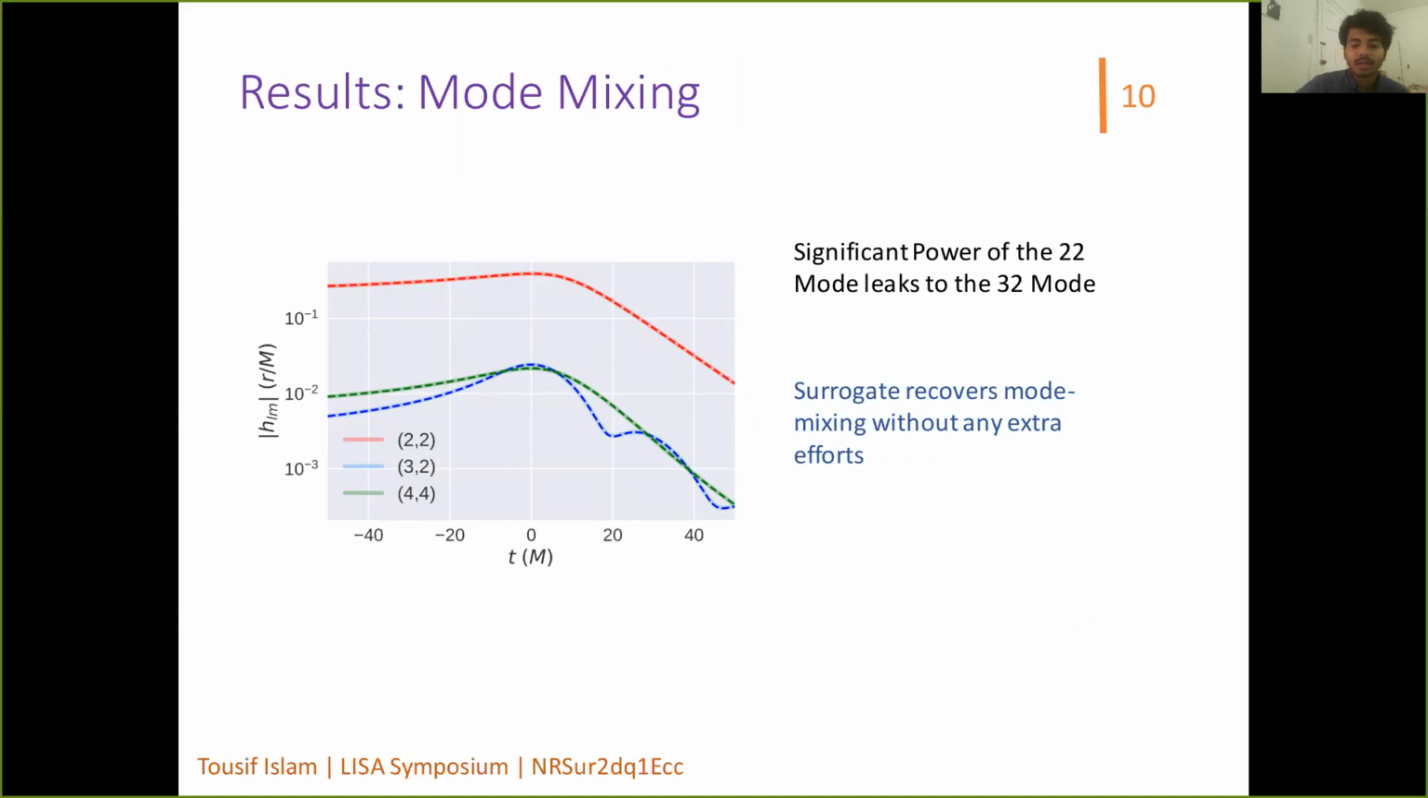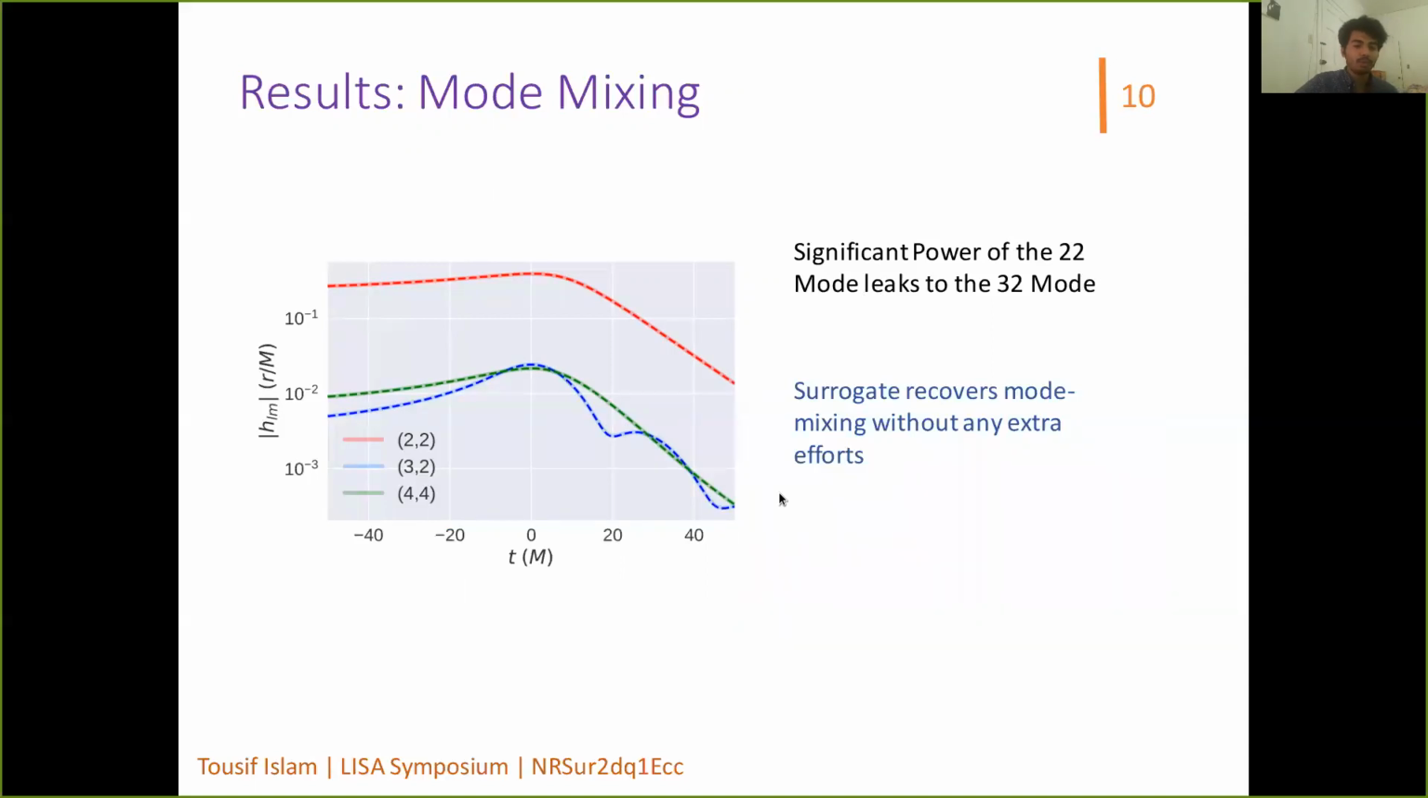Finally, we show that the mode mixing between the spherical harmonic modes is clearly seen in the NR data. In this plot, the solid line shows the NR data, whereas the dashed line shows the surrogate approximation. What we can see is that significant power of the 2-2 mode leaks to the 3-2 mode, showing the effect of mode mixing, in the blue curve here. And we also show that the surrogate can recover the mode mixing without any extra effort.